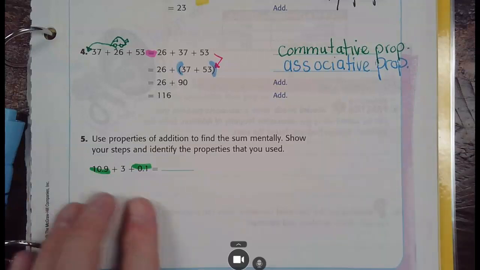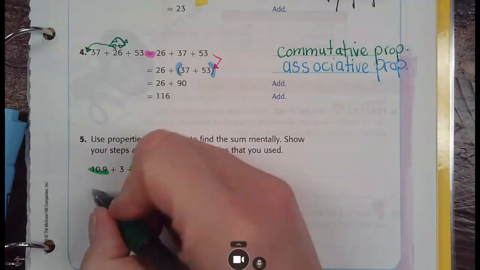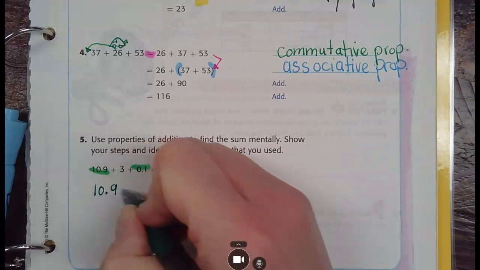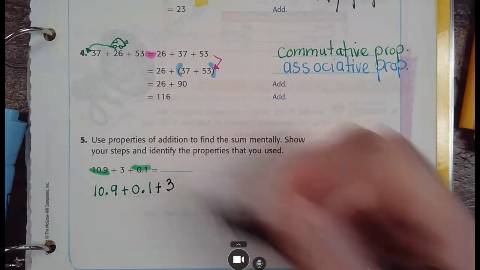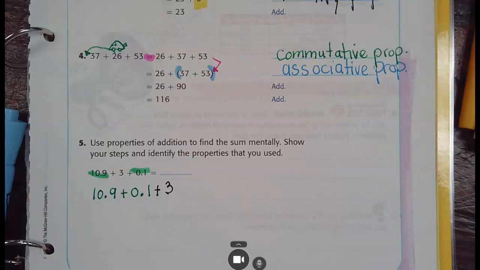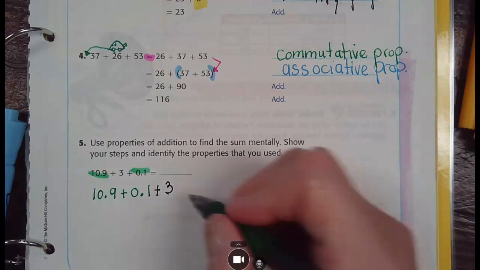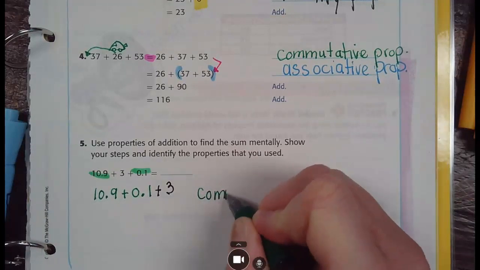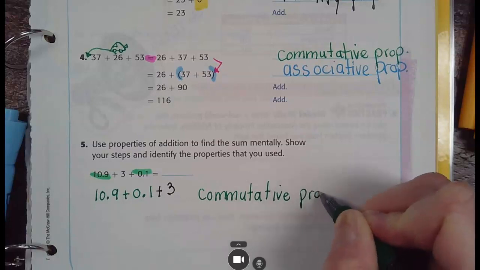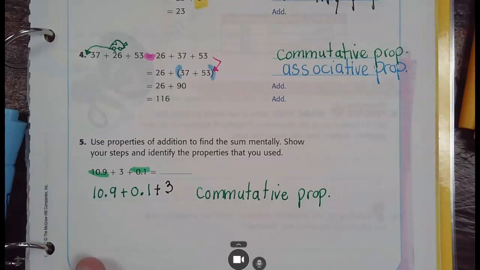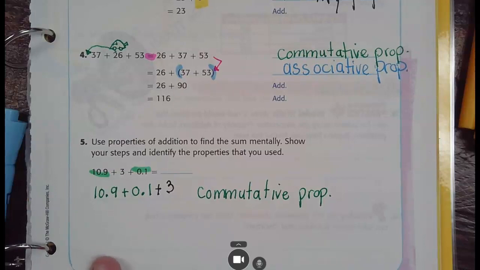Okay, so if I put these two numbers together, 10.9 plus 0.1 plus 3, we call that what property? This is the commutative property, C-O-M-M-U-T-A-T-I-V-E, commutative property. Okay. Now, how do I know that I want to add the 10.9 and the 0.1 together? Next.